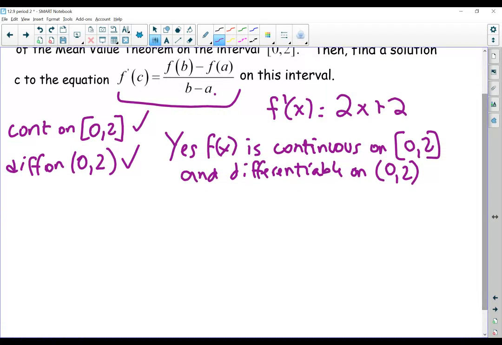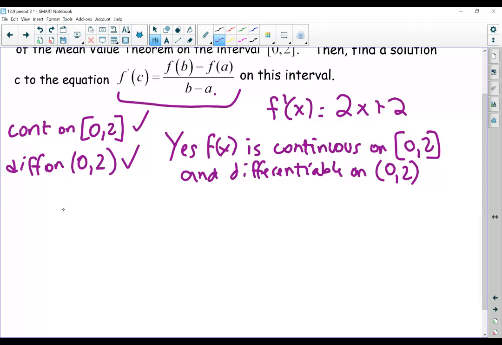Okay, since the hypothesis is satisfied, we know the conclusion has to be true. We know we can guarantee an IROC equal to the AROC. So what we want to do is figure out where, and the theorem doesn't tell us that. We're going to have to do some work. So let's think about it.